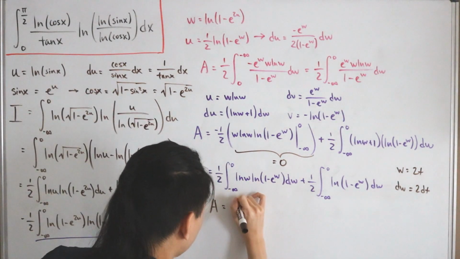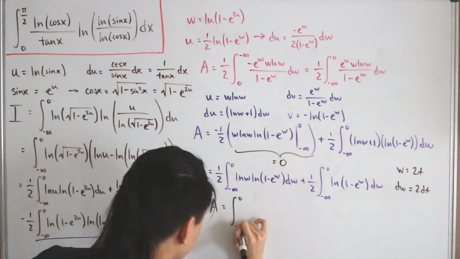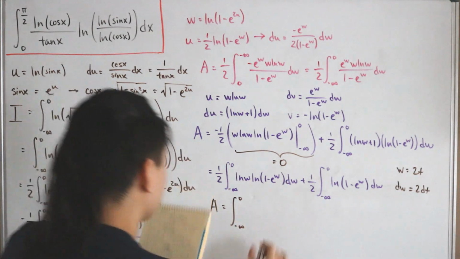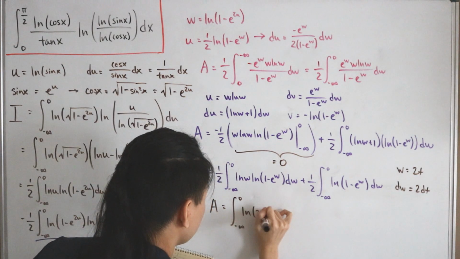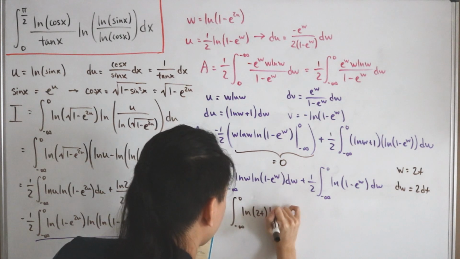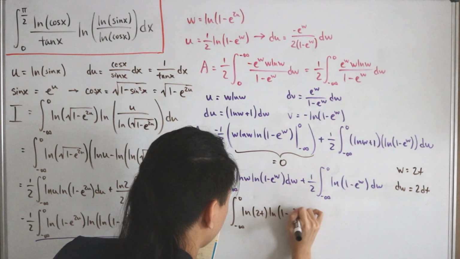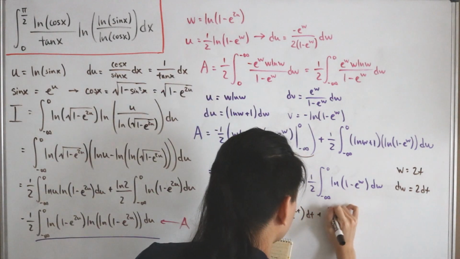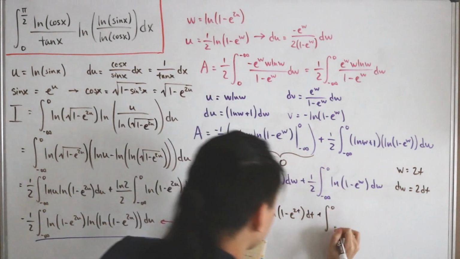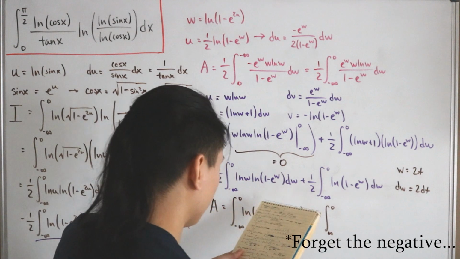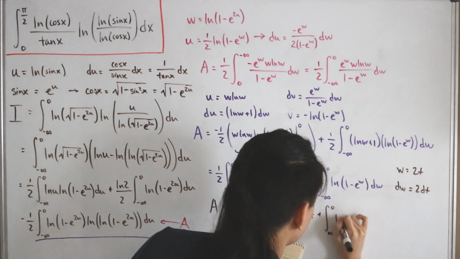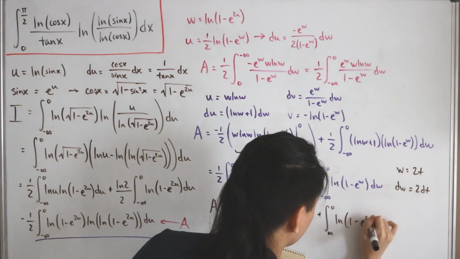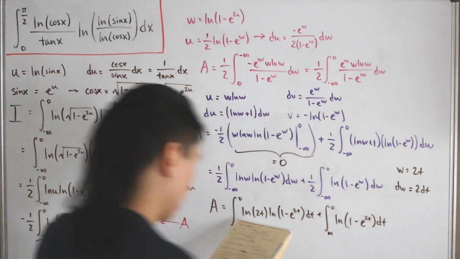And you'll notice that the bounds don't actually change, so that actually is nice. So I have negative infinity to 0, and then ln of 2t, then multiply with ln of 1 subtract e to the power 2t dt. And then we can continue forward with plus, same thing. So the 1/2 is gone from that 2 dt over there. Negative infinity of natural log of 1 subtract e to the power 2t, and then times 2, and then dt.